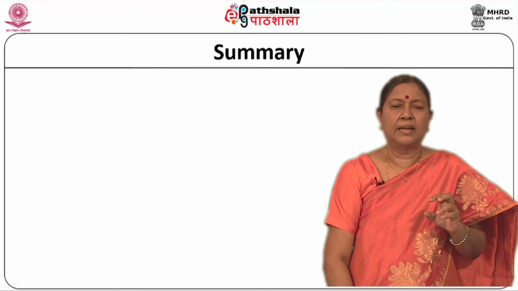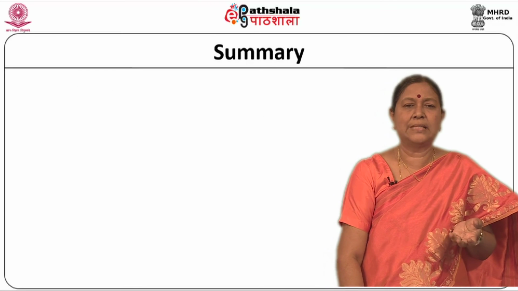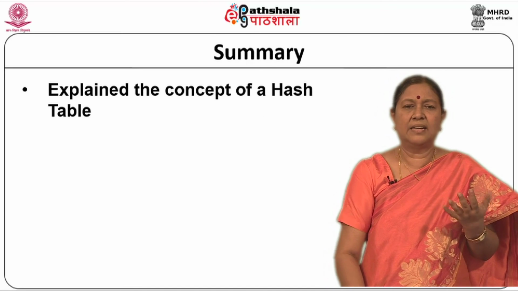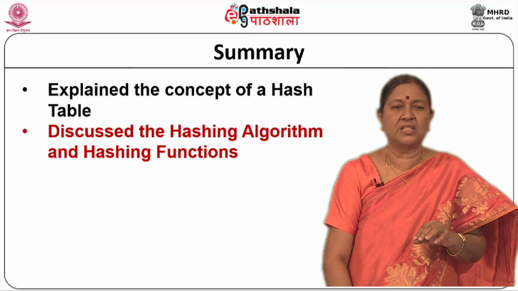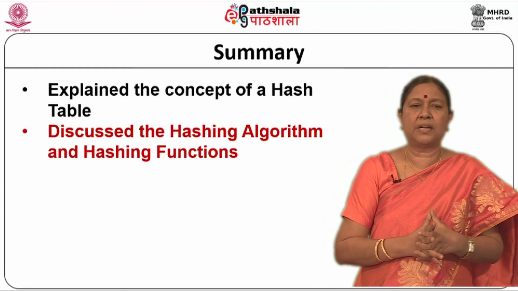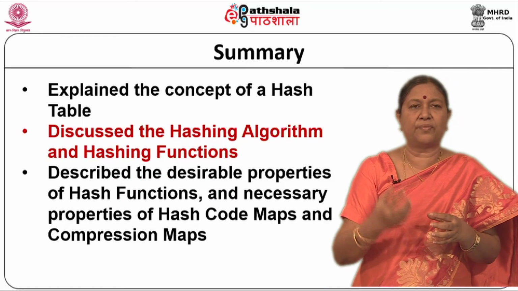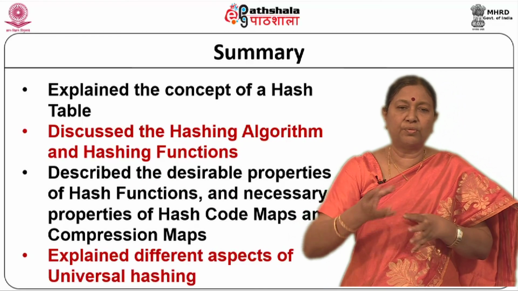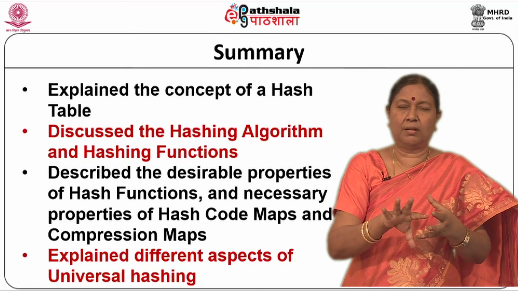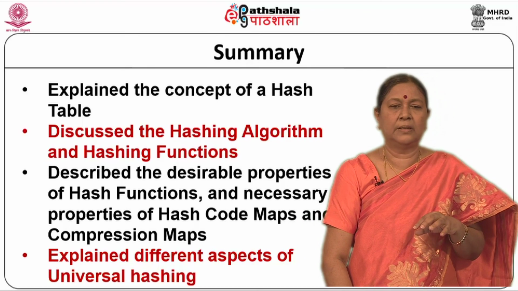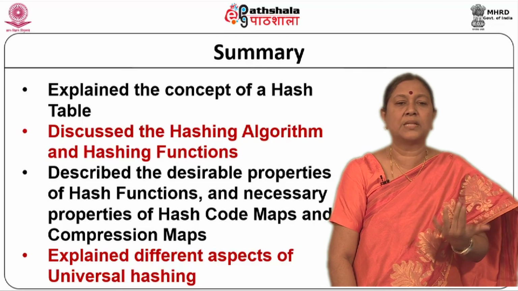So, that is the idea, and the summary of this particular module is we explained the concept of a hash table and discussed the hashing algorithm and the hashing functions, and we spoke about the desirable properties of hash functions and the necessary properties of hash code maps and compression maps, which are the two functions that constitute the overall hash function, and explained the different aspects of universal hashing and the importance of hashing. In the next module, we will be talking about collision resolution. So, this is the module that we spoke about, basically about hashing and the hashing functions. Thank you.